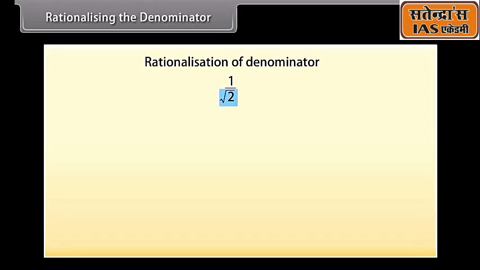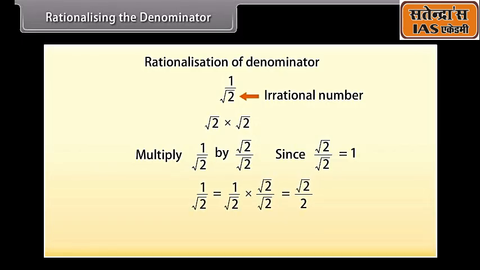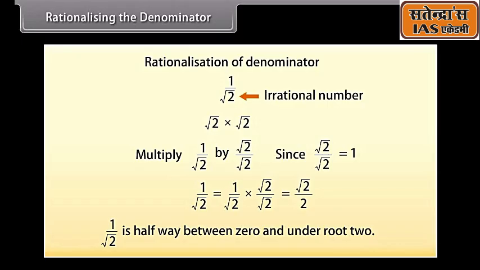Here, since square root of 2 is irrational, if we multiply it by itself, it will become rational. So, to rationalize, we multiply 1 by square root of 2 by square root of 2 by square root of 2, because this is equal to 1. Therefore, 1 by square root of 2 is equal to square root of 2 by 2. Now it is easy to locate 1 by square root of 2 on a number line. It is halfway between 0 and under root 2.